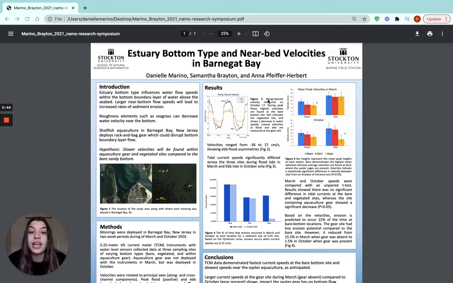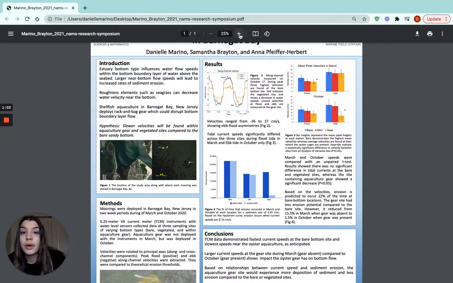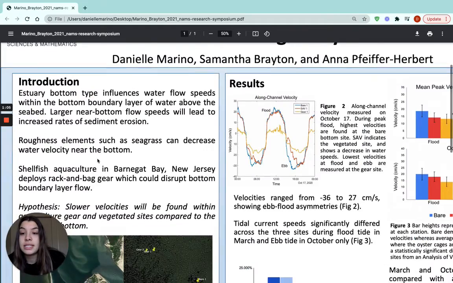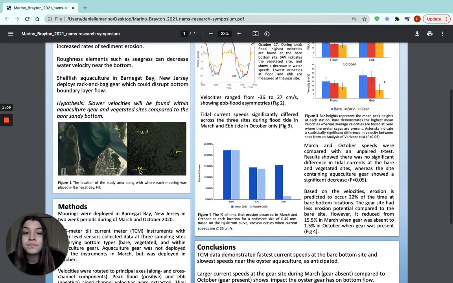Oyster aquaculture cages or gear can be a roughness element, so our hypothesis is that slower velocities will be found within aquaculture gear and vegetated sites compared to the bare sandy bottom types. In our first figure, we have a map of the study area, which is marked where each mooring is placed. Each of these locations has a different bottom type where data was collected.